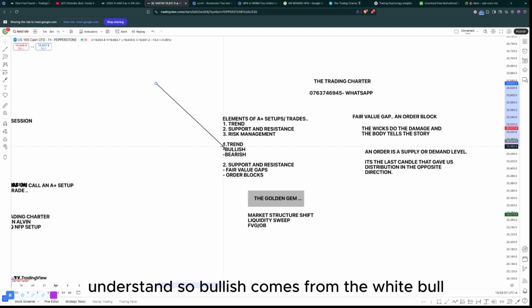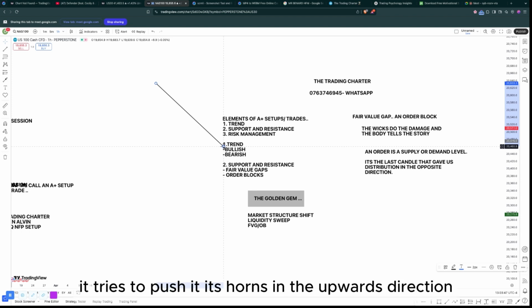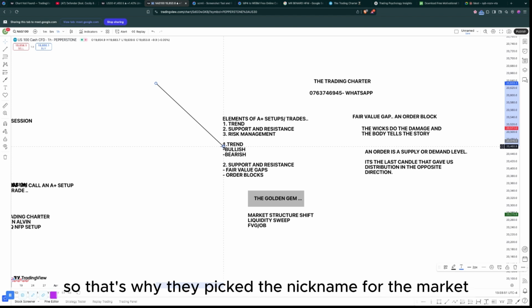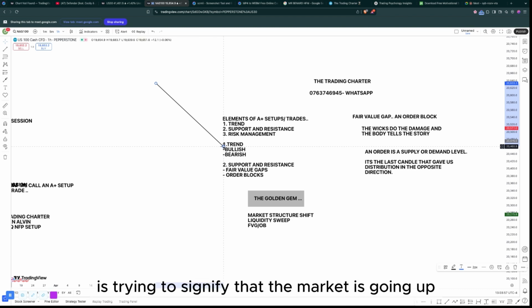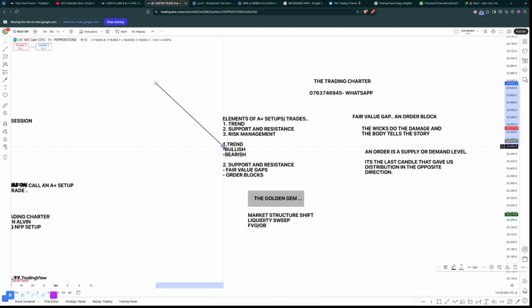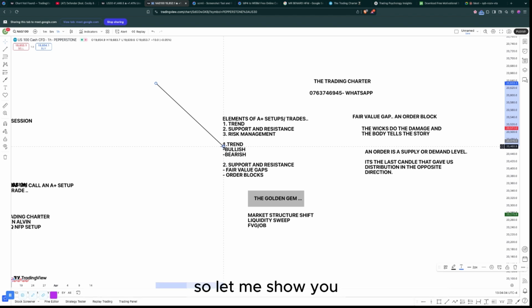You understand? So bullish comes from the word bull, and a bull, we all know what a bull is. A bull is an animal that when it's fighting, it tries to push its horns in the upwards direction. So that's why they picked the nickname for the market, bullish. So bullish is trying to signify that the market is going up aggressively, and that is picked from the bull on how it fights. So let me show you.